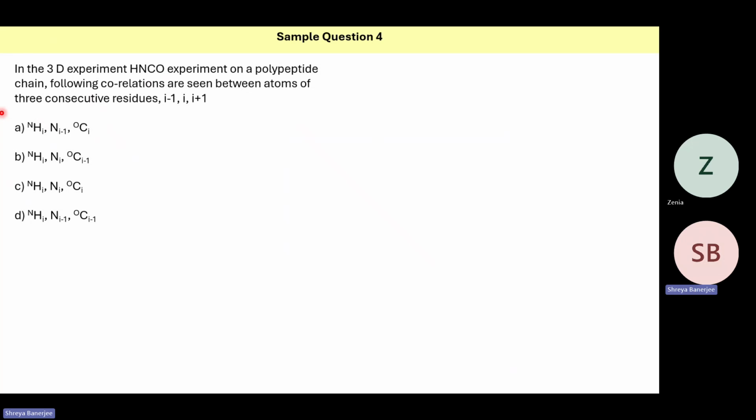In the next question, the same thing is being asked for the HNCO experiment. So in the 3D experiment HNCO on a polypeptide chain, the following correlations are seen between atoms of the three consecutive residues I minus 1, I and I plus 1.